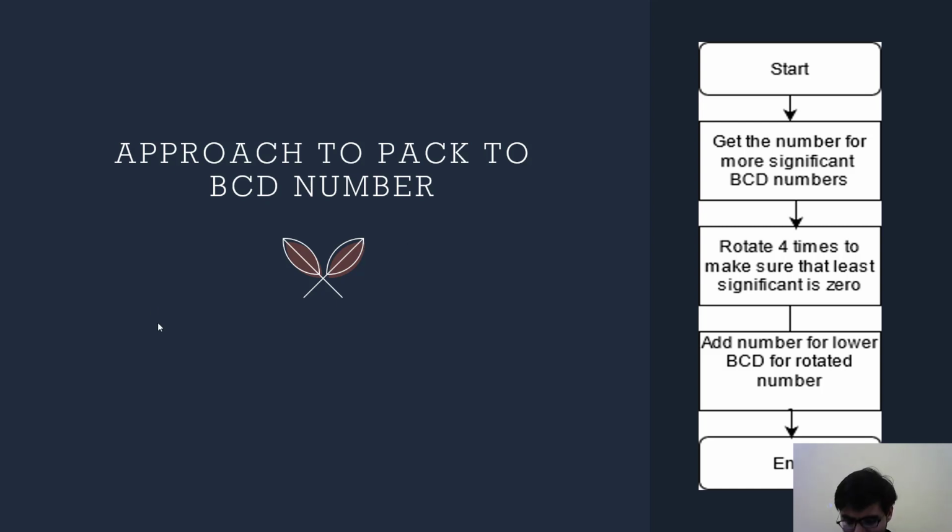So let's not make the problem very complex. Let's keep it simple. What I'm assuming is, if I have a binary number, in one memory location I have one BCD number, the least significant in binary coded form, and the more significant BCD in another memory location in binary form.